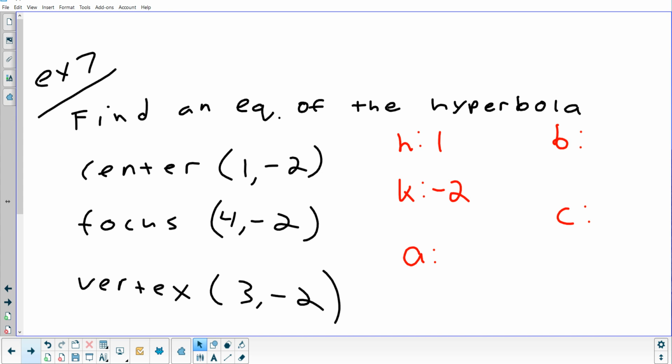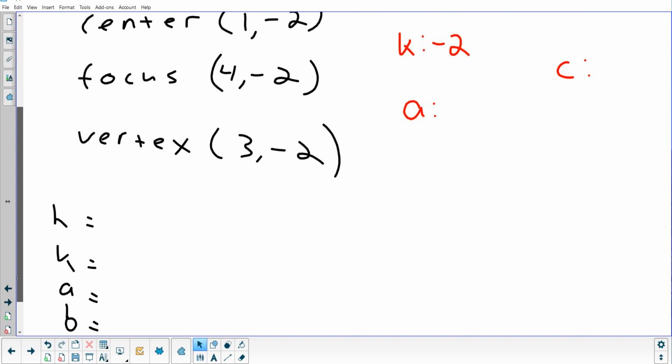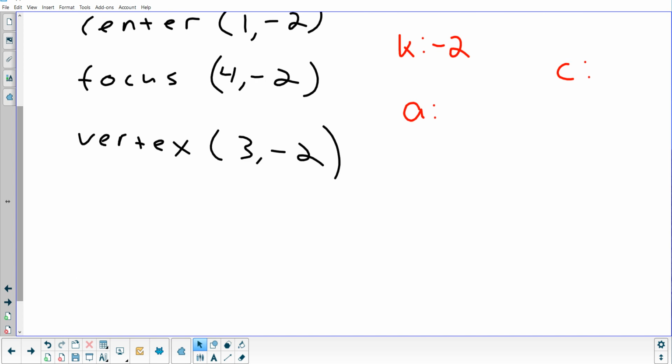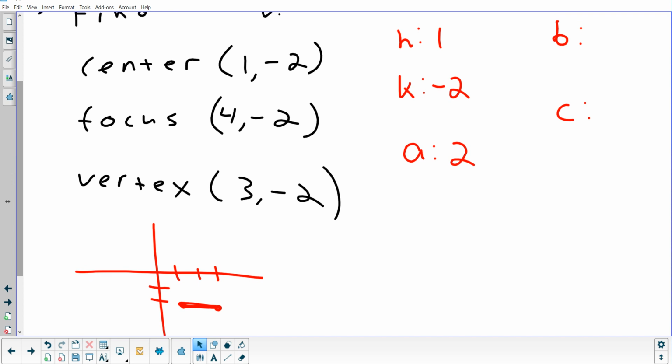How about A? What's the distance between the center and the vertex? So, 2. If you have trouble seeing it, you just can't do it without the picture, just make a quick sketch. The center is right 1 down 2. The vertex is right 3 down 2. What's the distance from here to here? 2. So that's A. What about C? What's the distance between the center and the focus? Yep. 3.